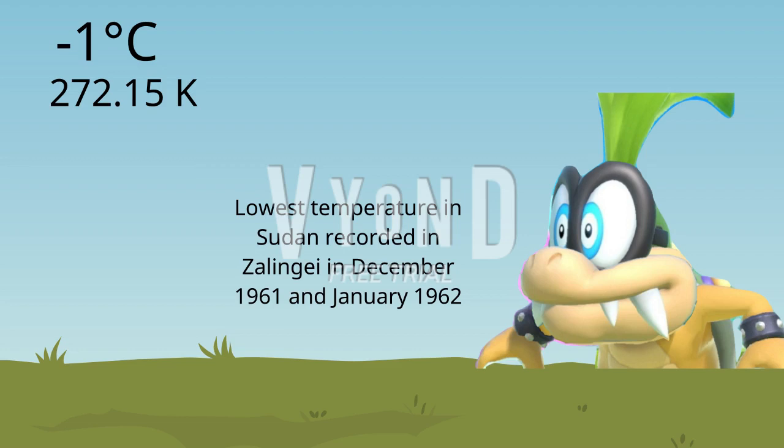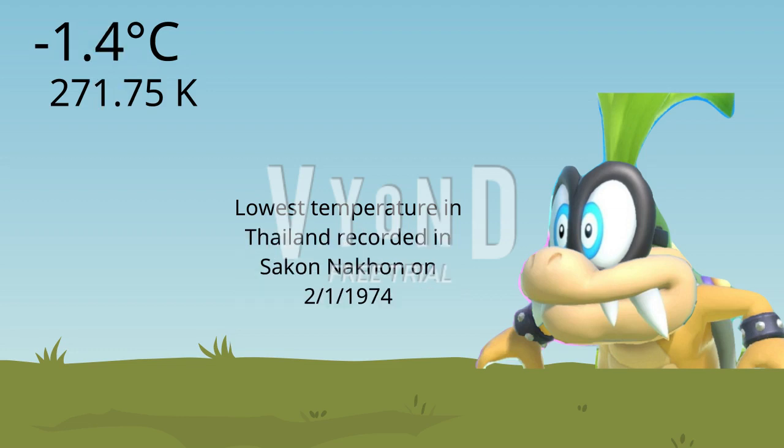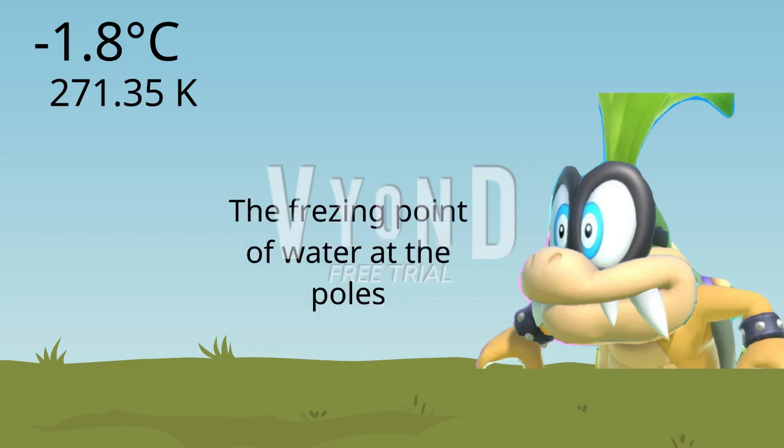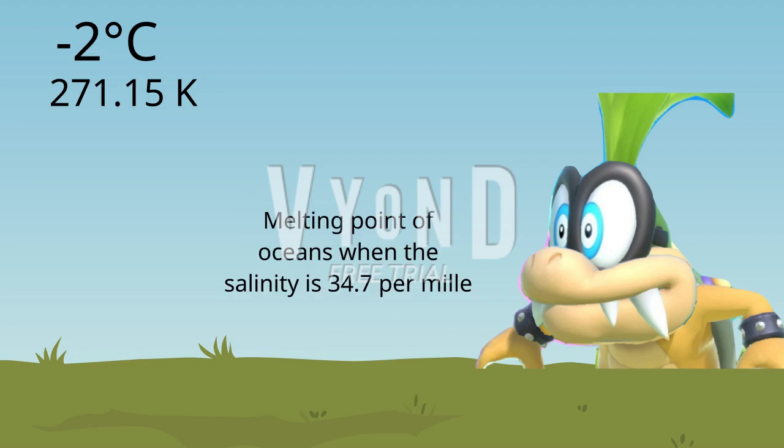272.15 Kelvin, recorded in Zalingei on December 1961 and January 1962. The coldest temperature in Thailand is minus 1.4 degrees Celsius, or 271.75 Kelvin, recorded in Sakhon Nakhon on the 2nd of January 1974. The freezing point of water at the poles is minus 1.8 degrees Celsius, or 271.35 Kelvin.